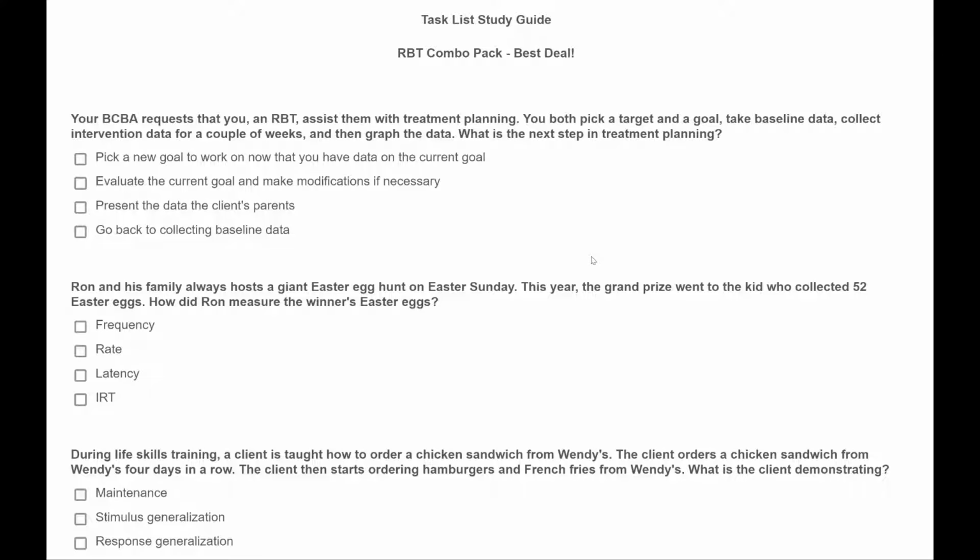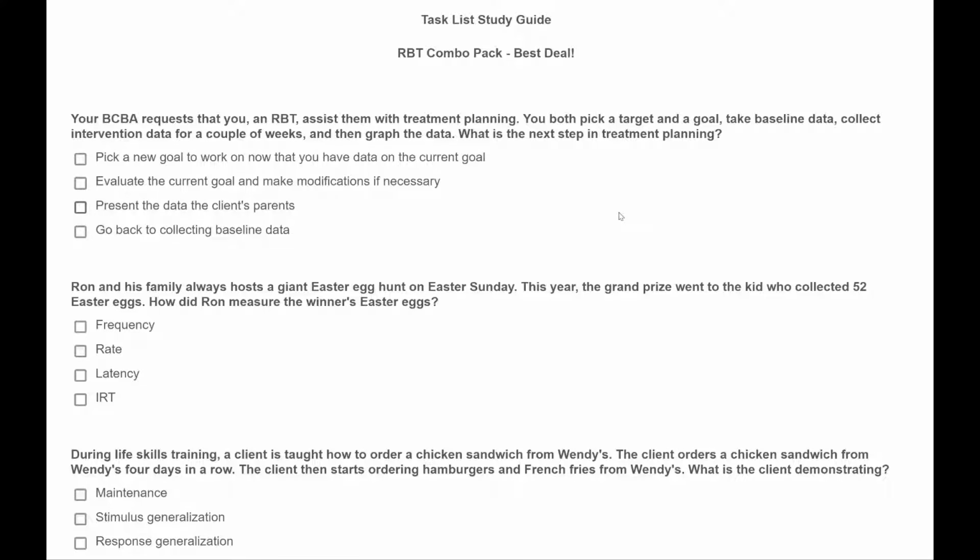But all that being said, what are we really trying to determine? What does the question want to know? The question wants to know, what is the next step? So after we have all this data, after we've graphed the data, what are we going to do with that data? Are we going to pick a new goal to work on now that you have data on the current goal? Well, before we pick a new goal, we need to finish up what we've started here, right?